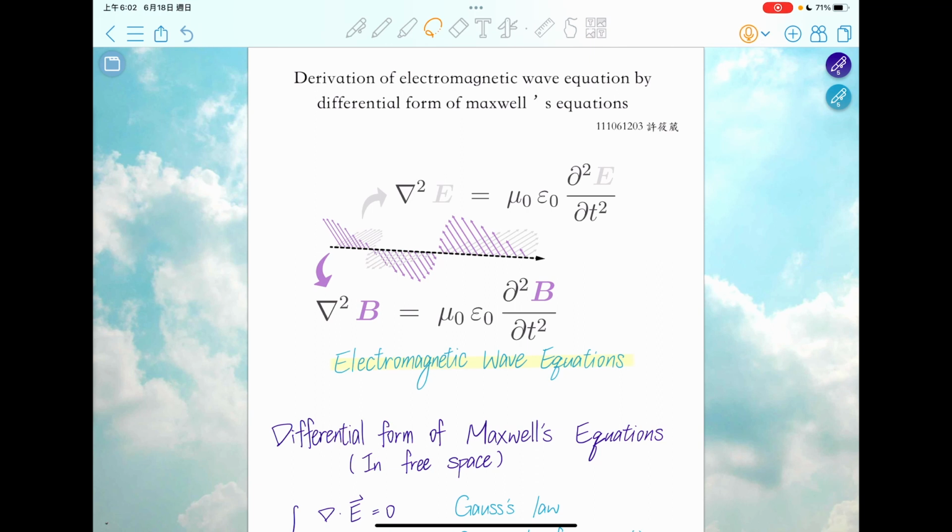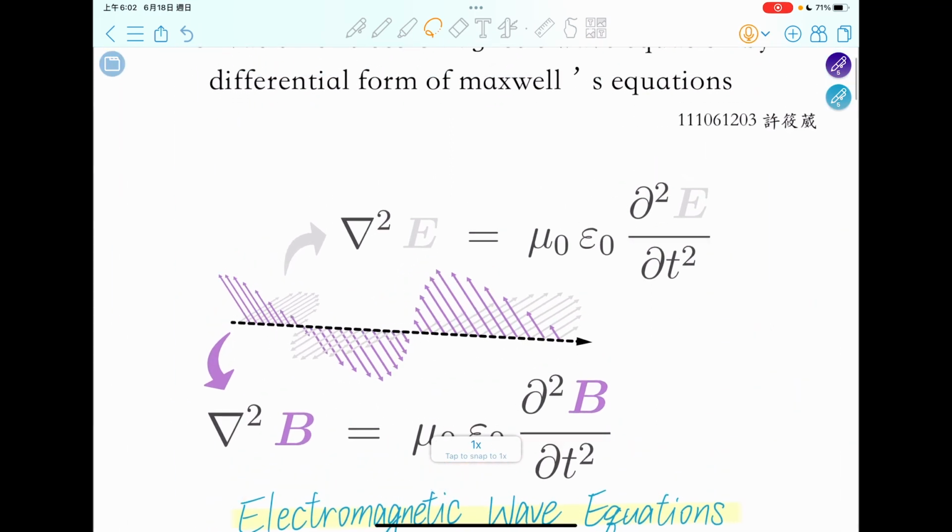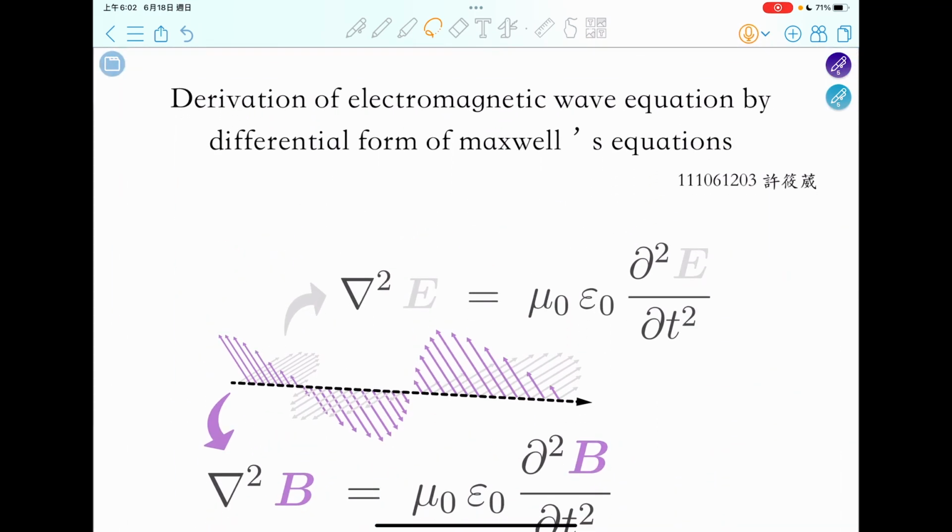111061203. In this video, I'm gonna show the derivation of the electromagnetic wave equation from the differential form of Maxwell's equations.